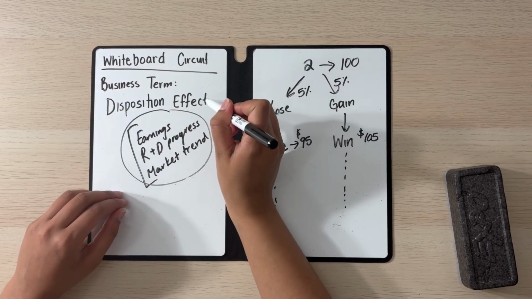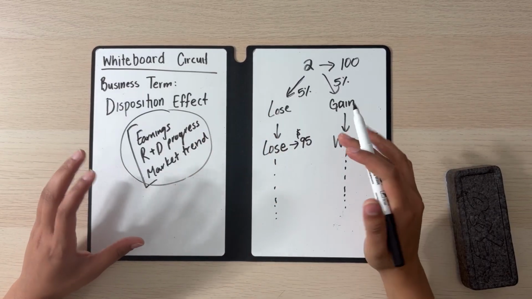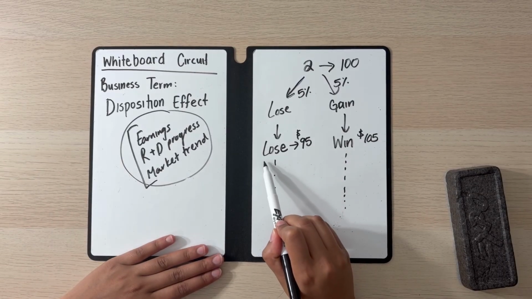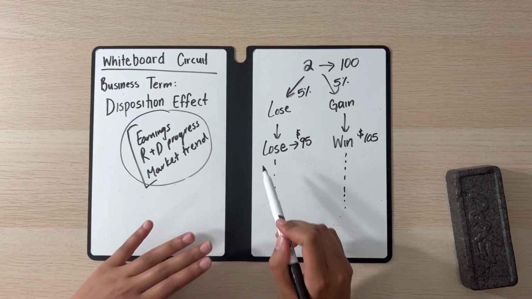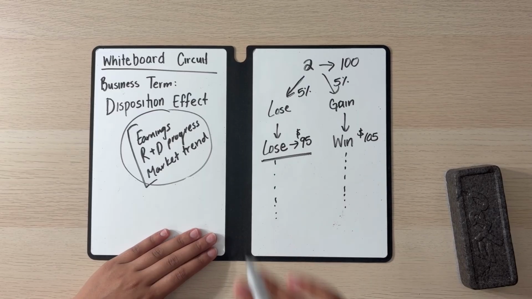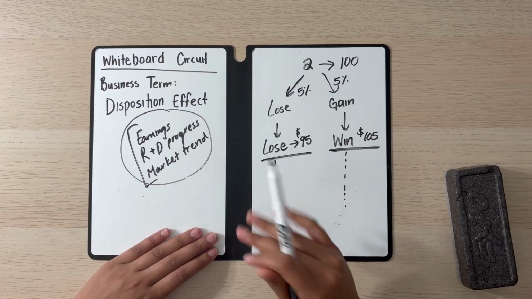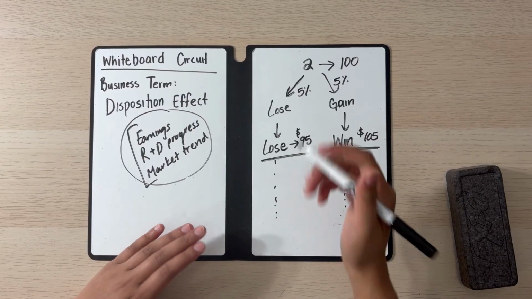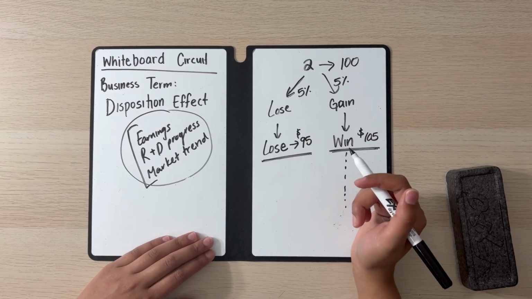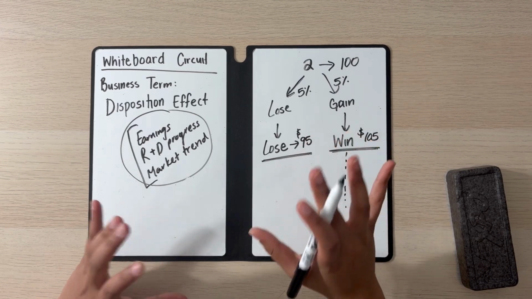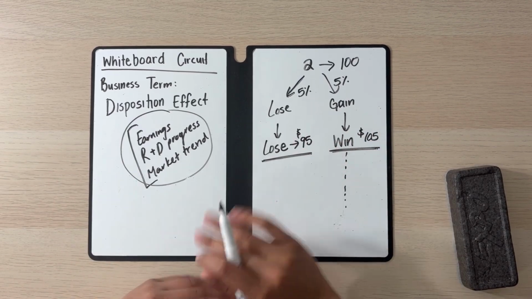So the disposition effect essentially states that people often hold on to losing investments longer than they should and sell winning investments earlier than they should. Now, what does this mean? Let's say we lose, we're at 95. We think, okay, it's okay, we can make it up again, the stock could rise, right?